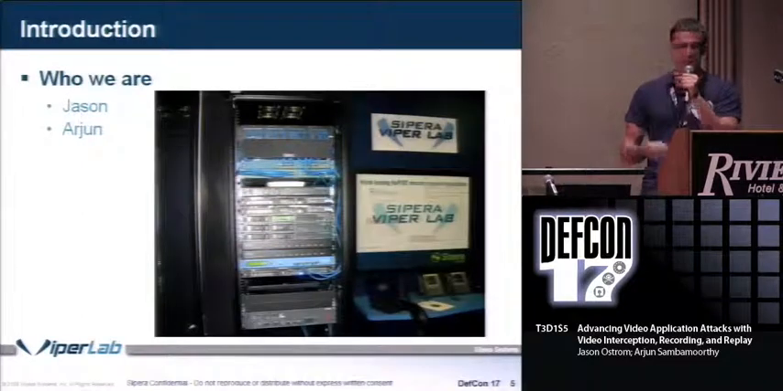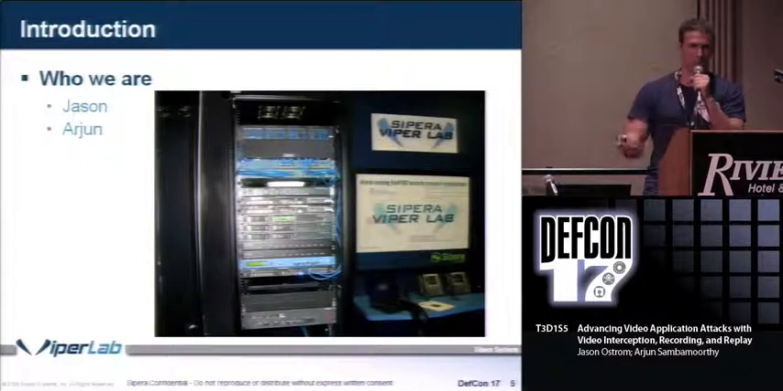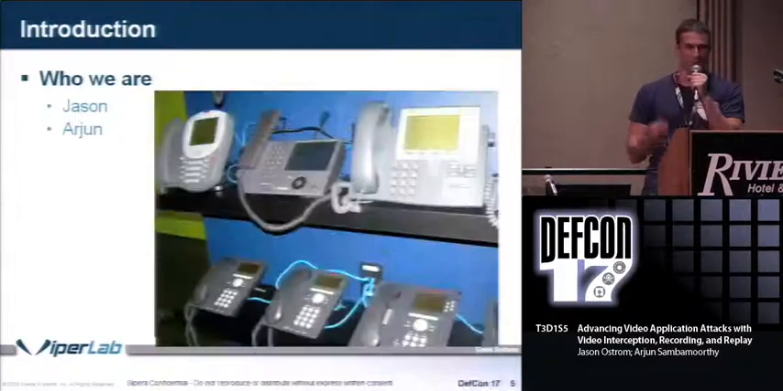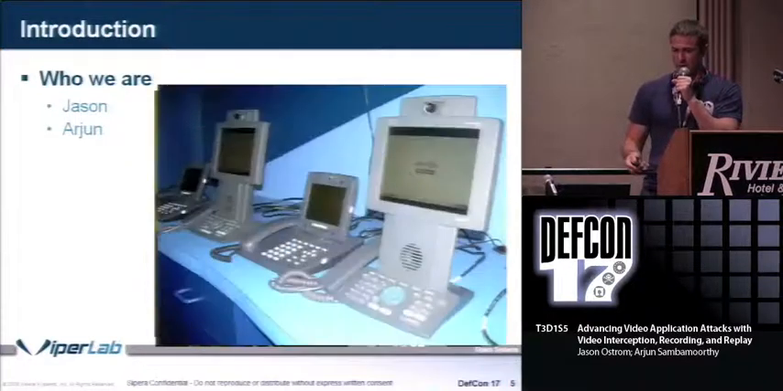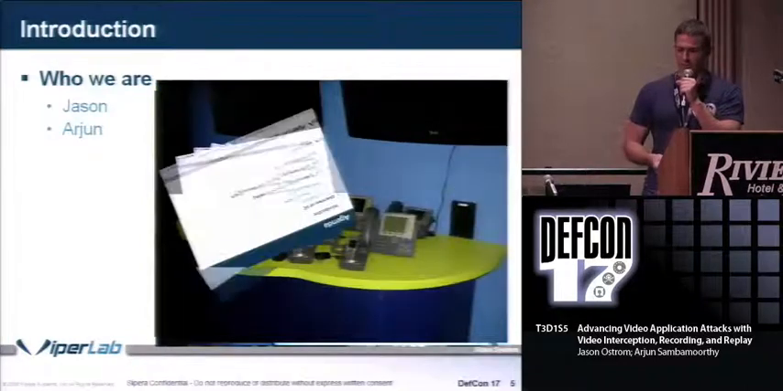So obviously this is Arjun here. I'm Jason. We're VoIP team members. This is our lab actually in Dallas. And like I said, we have a Cisco network IPS. We can do all types of VoIP exploits through the network IPS. We have Cisco, Avaya and Microsoft phones and video phones and so forth.